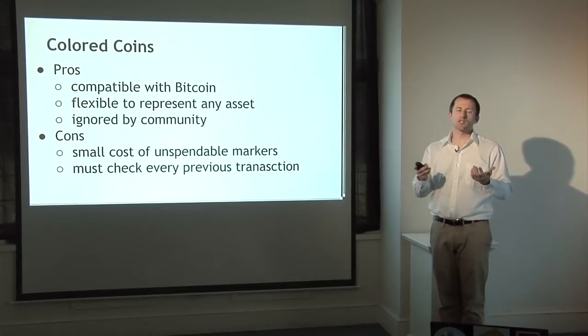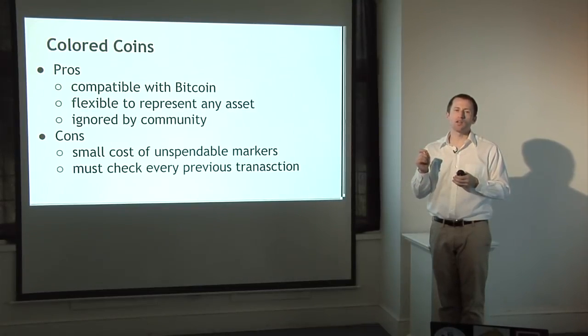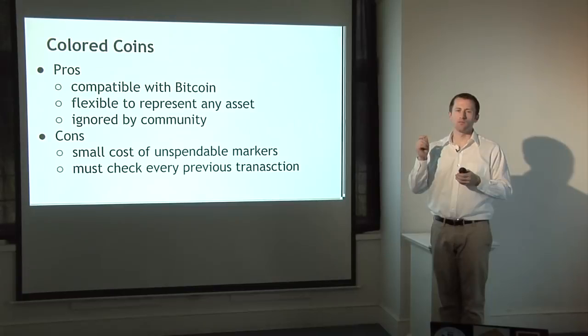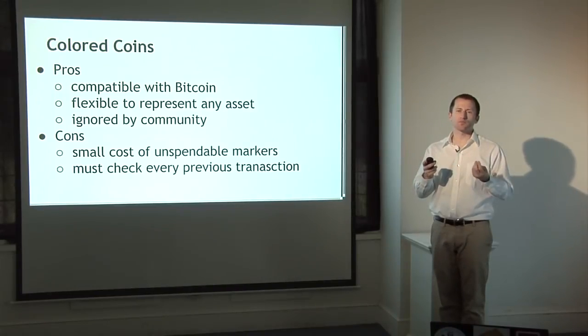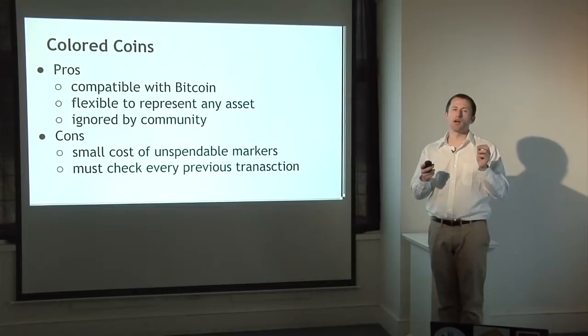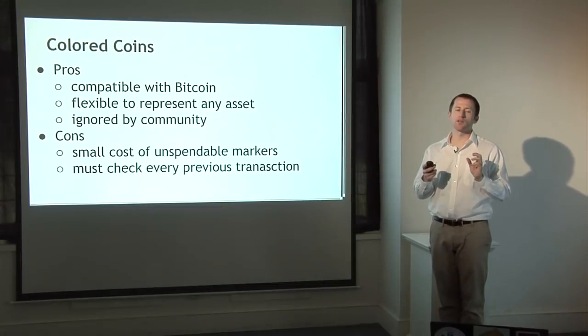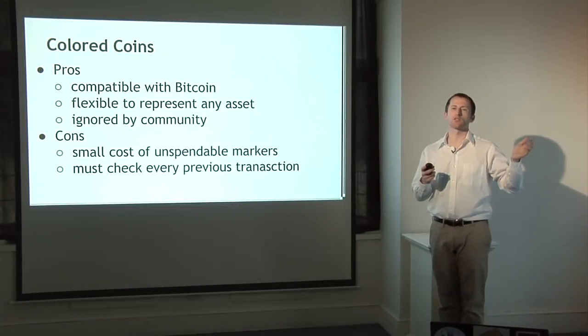The disadvantages of this scheme is that we do have to put that unspendable marker output into every transaction that involves colored coins, so we're adding a little bit of overhead, losing a little bit of money in the form of regular Bitcoins every time we want to trade colored coins. And because that marker output is special and the miners aren't enforcing any properties of it, it means that to verify that you actually own some colored coins, you have to check the entire transaction history.